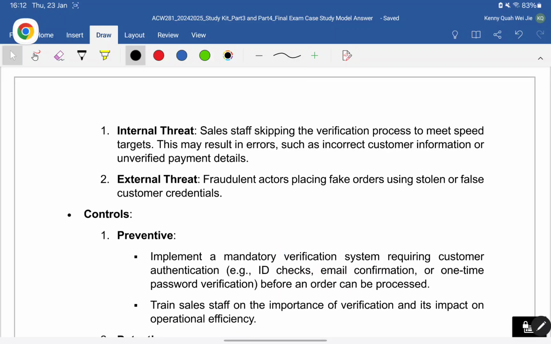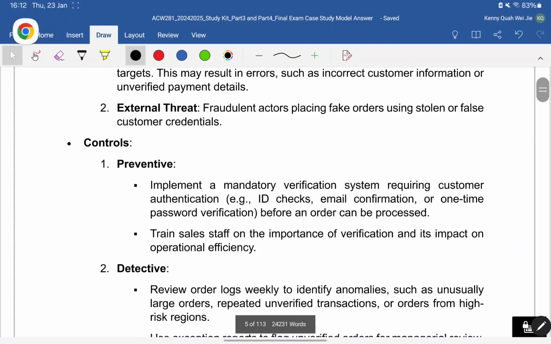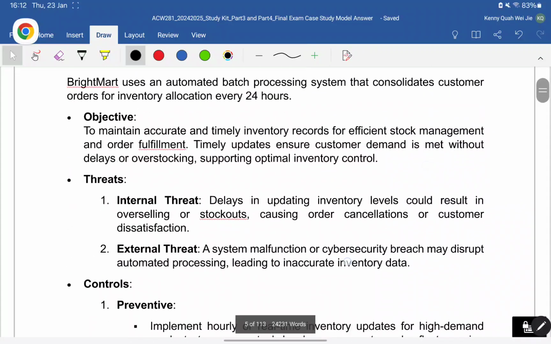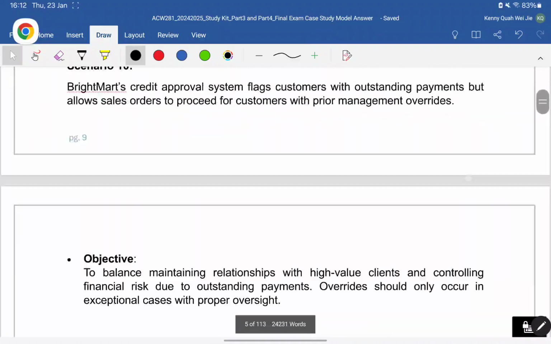Sales staff skip the verification process to meet the target. This may result in errors such as incorrect customer information or unverified payment details. These are examples of threats. Then you've got the controls here. I think all of these are the answers already.